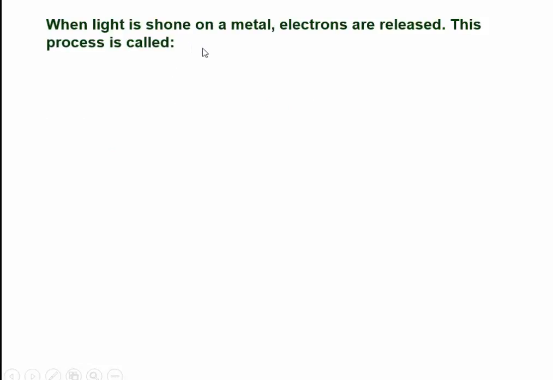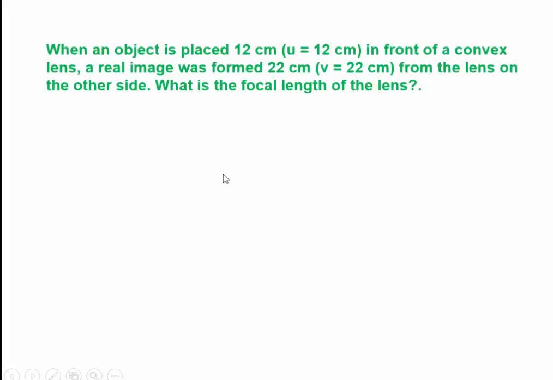When light is shone on a metal, electrons are released, and this process is called the photoelectric effect. Next question.